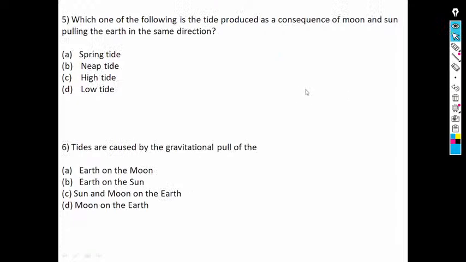Next, which one of the following is pulling the Earth in the same direction? Moon or sun pulling the Earth in the same direction.